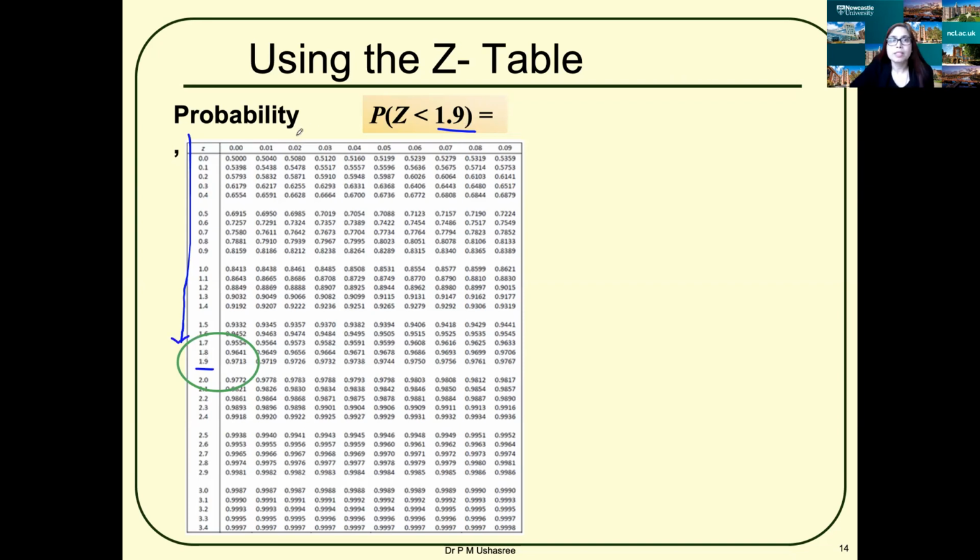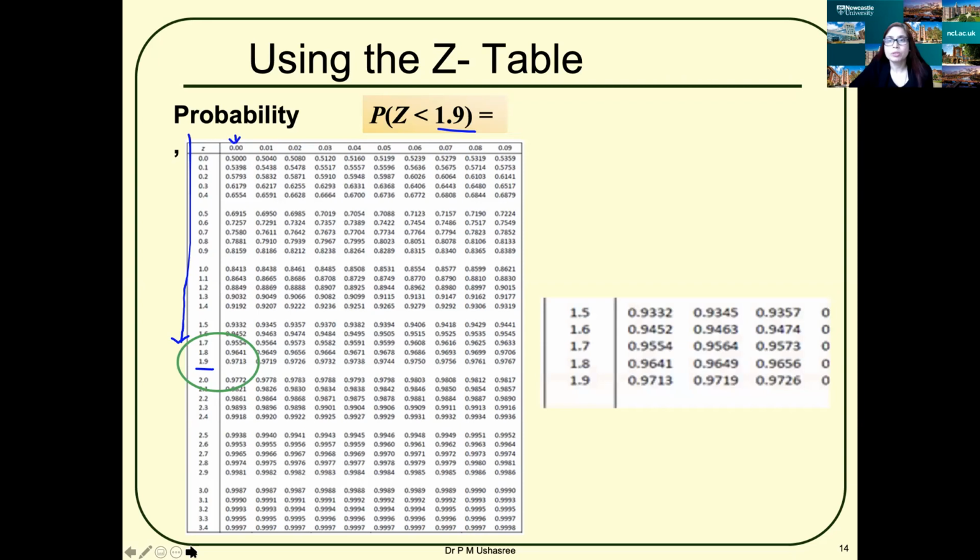And the second decimal place is 0, so you look down here. And then you get 97.13%. Good. And that's how you find the probability using a Z table.